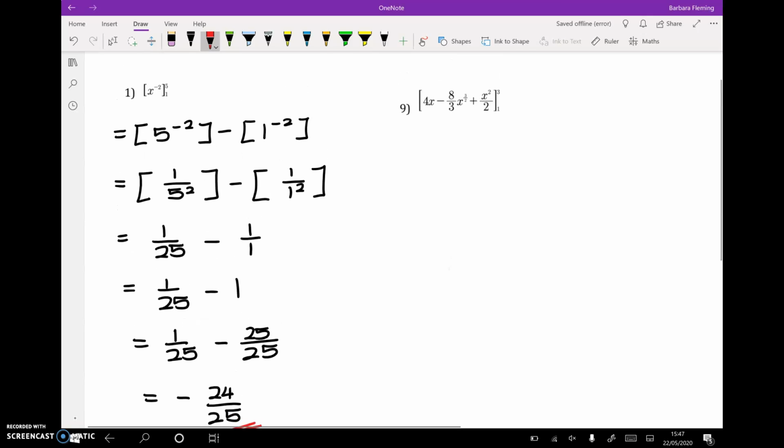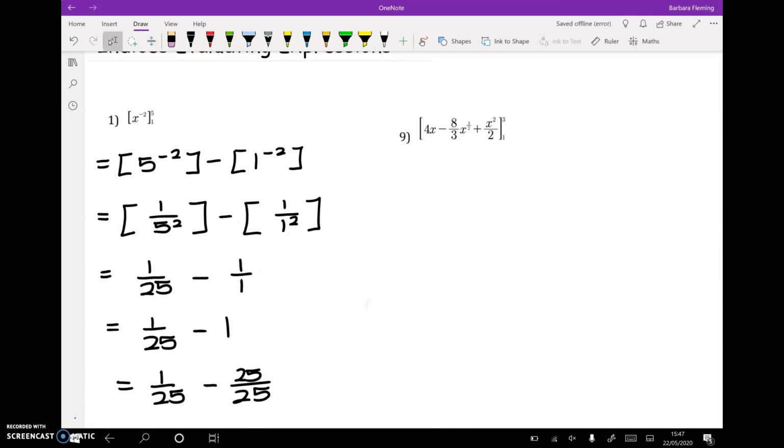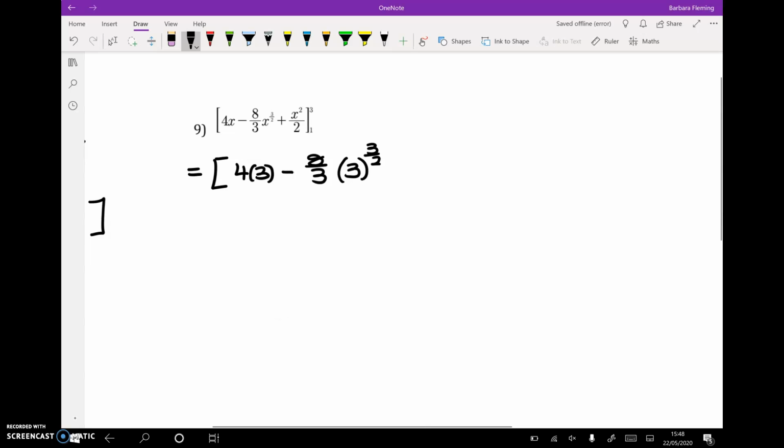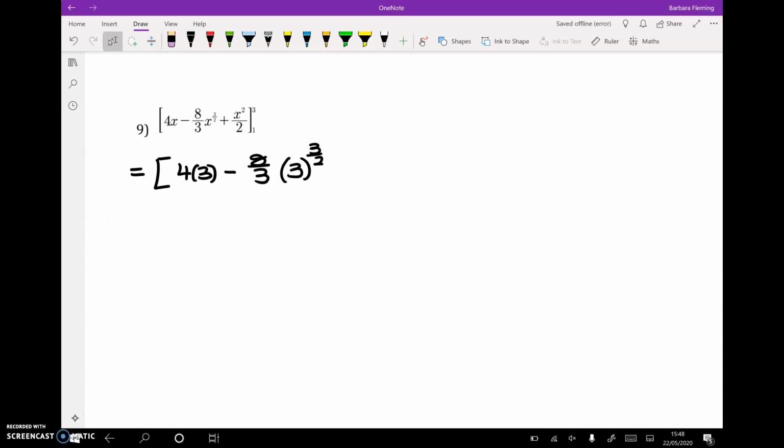Okay, question 9, there's a little bit more going on here. So we still do the same process. So we substitute in our 3 to the expression first off. So 4 times by 3, take away 8 over 3 times by 3 to the power of 3 over 2, plus 3 squared over 2. So that's having substituted in 3.